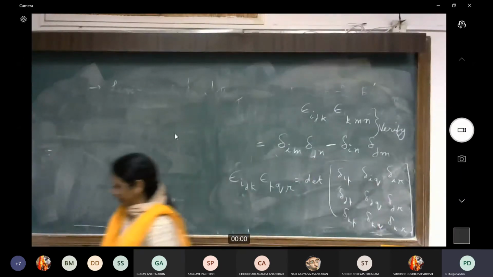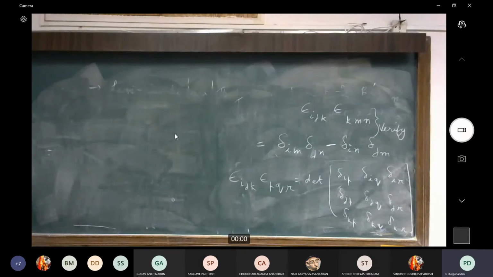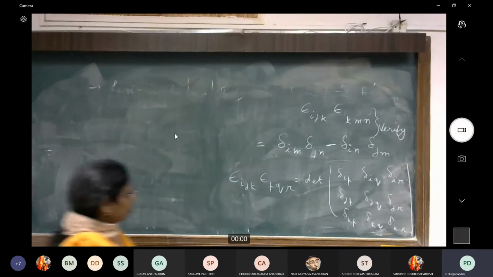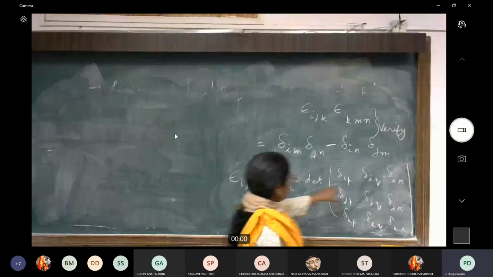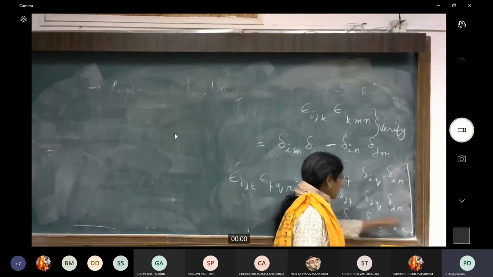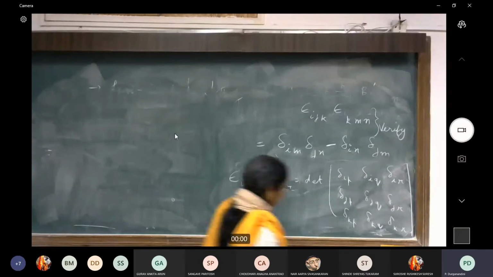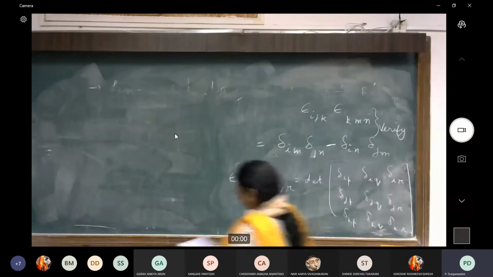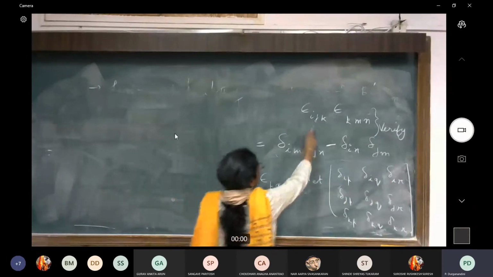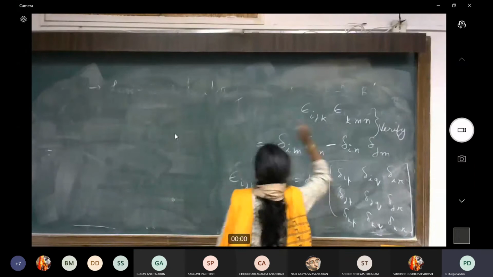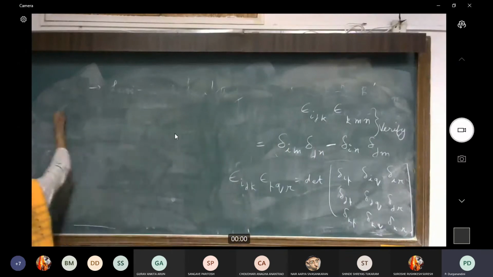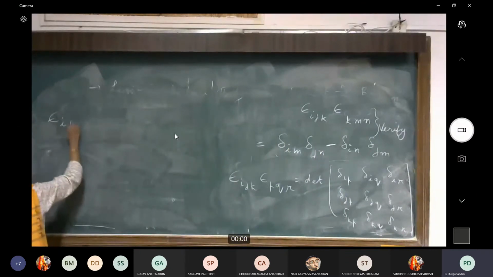That if I have a determinant of a 3 by 3 matrix or a 3 by 3 object, it's going to be antisymmetric under exchange of, and that's what this is, another identity. Here I contracted two indices. Now I can contract four indices, so I'm going to do that now.